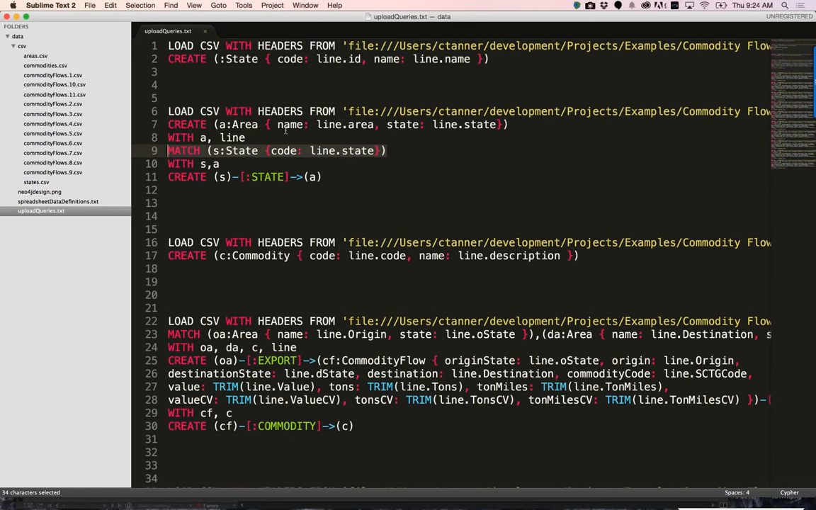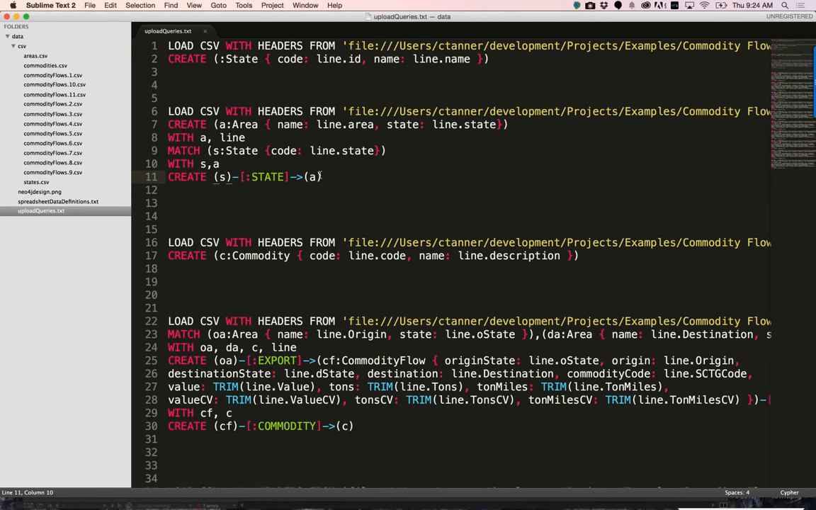And then the next one shows a little bit more intricate version where we're creating area nodes, and then we're matching the state that area represents, and then creating the relationship between a state and an area. And again, you can see how intuitive this sort of ASCII art for graphs is. The way that you express your create queries in Cypher is very similar to how you would express a query to search your data.